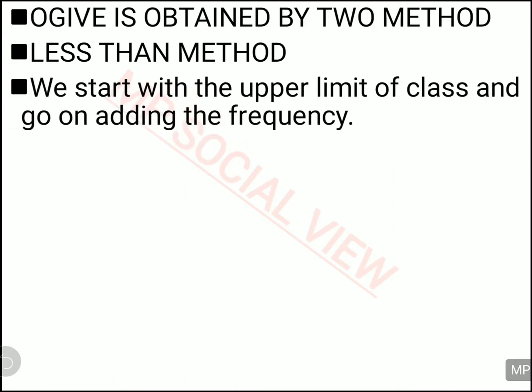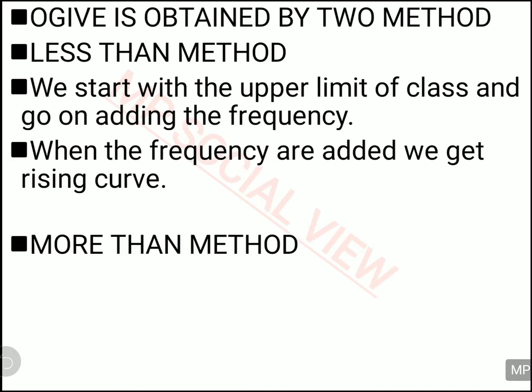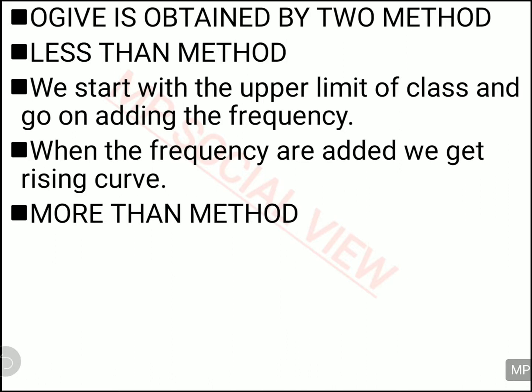In the less than method, what is given importance? The upper limit is given importance. So the upper limit of the class keeps adding the frequency. I will show you with an example how we take the upper limit and how it is added, and when it is added, you will get a curve, and that curve will be a rising curve. I will show you how.